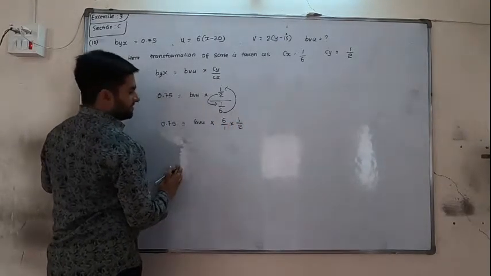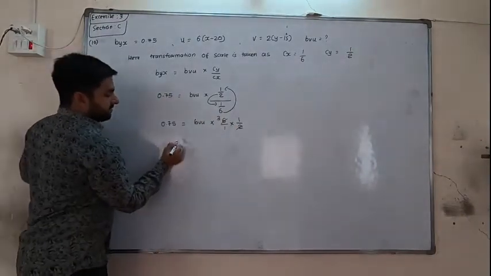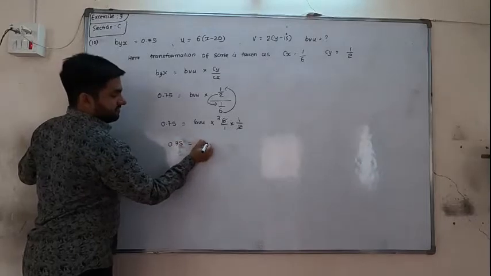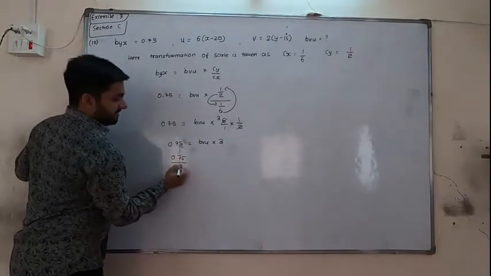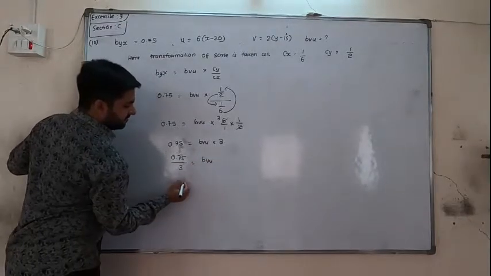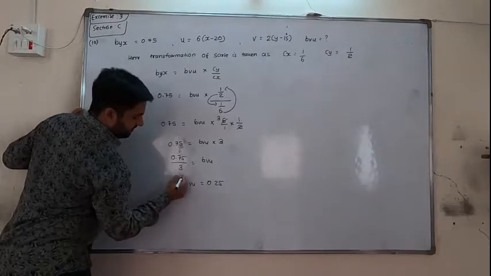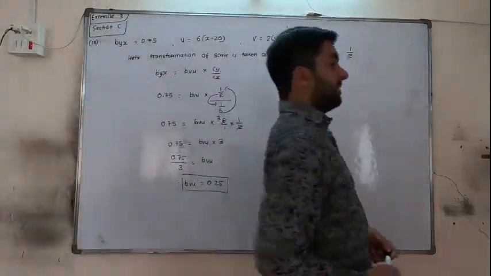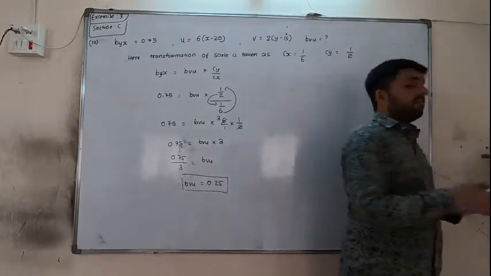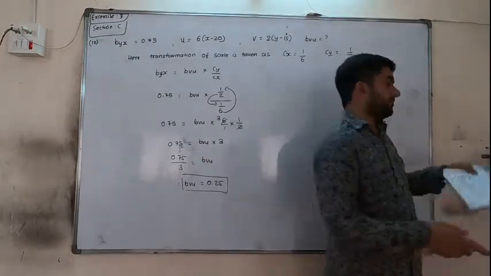Okay, we have exchanged the place, so we can cut from here, 3. 0.75 is equal to b_vu multiplied by 3. 0.75 divided by 3 is equal to b_vu. b_vu is equal to 0.25. 25 is 75. So Section C is completed. Now going for Section D, on page number 152.